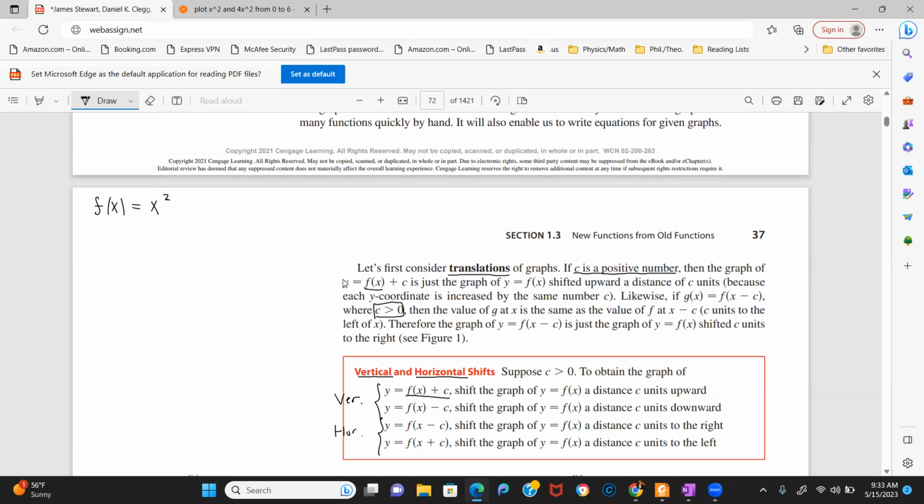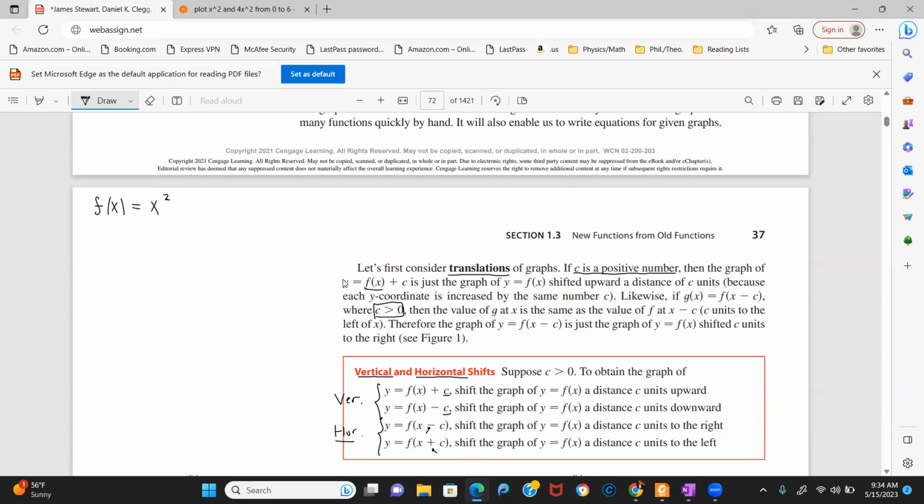Well, now there are two cases, as I was saying. What distinguishes the vertical from the horizontal case is where you're adding or subtracting the c. So in this case, we're adding and subtracting the c on the outside of the function. Whereas in the horizontal case, we're adding and subtracting before we evaluate the function.